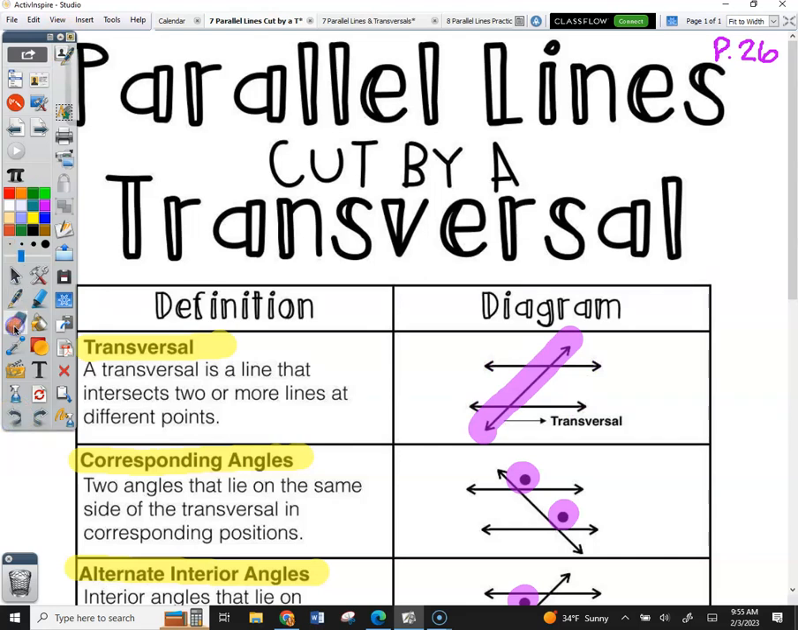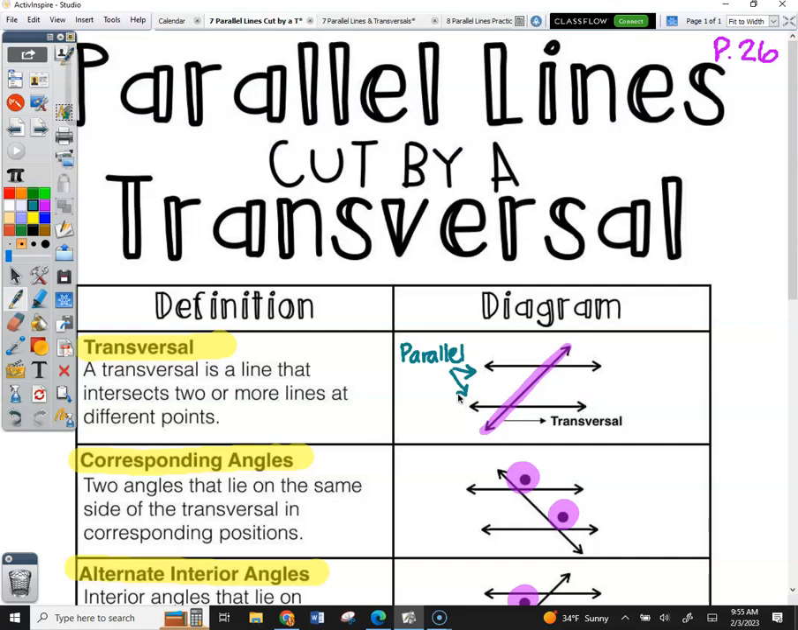Y'all with me? I'm actually going to fix that highlighter now that I'm zoomed in. There we go. The two lines that look like railroad tracks are what's called parallel. This line and that line are parallel. The purple line is called the transversal because it is cutting across the parallel lines.